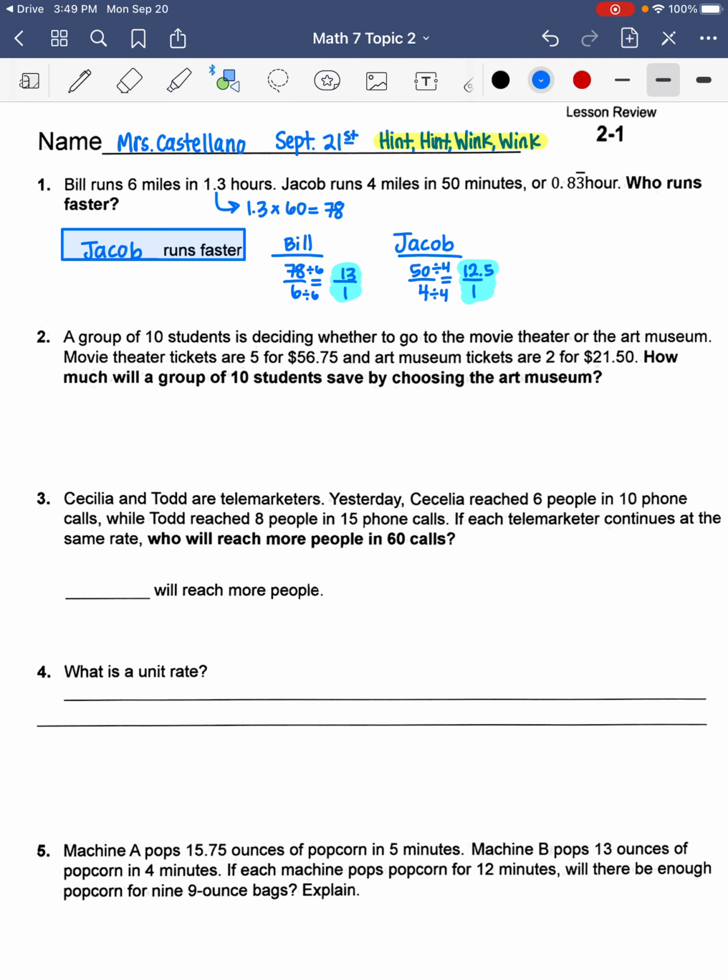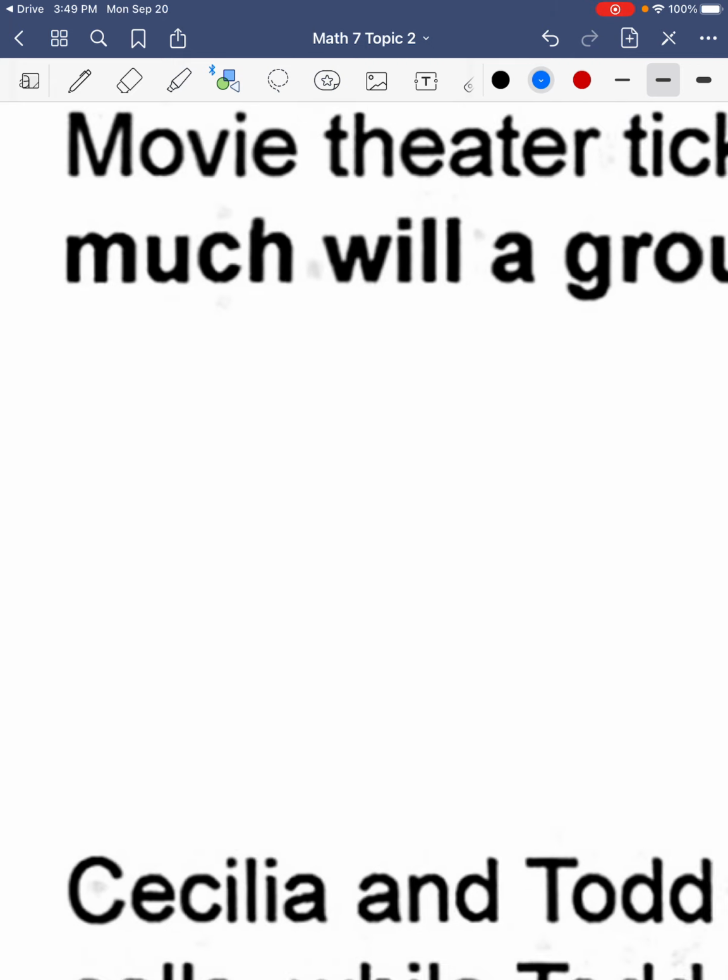A group of 10 students is deciding whether to go to the movie theater or the art museum. Movie theater tickets are five for $56.75. And art museum tickets are 2 for $21.50. How much will a group of 10 students save by choosing the art museum? Okay, so we're going to write two rates and compare them. So first up is the movie theater.